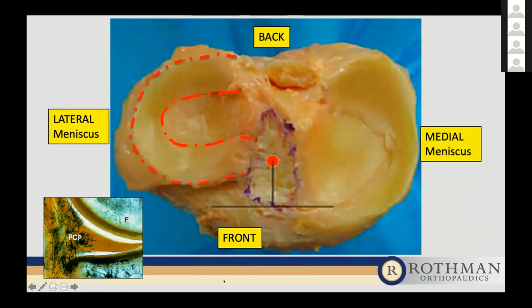So this is the outline of your lateral meniscus. This is the outline of your medial meniscus. So again, they're C-shaped structures. They're thicker on the very perimeter, okay? And that's where they get a blood supply. And they thin out very much in that triangular fashion as they enter towards the center of the joint.